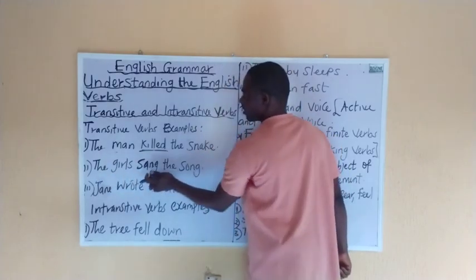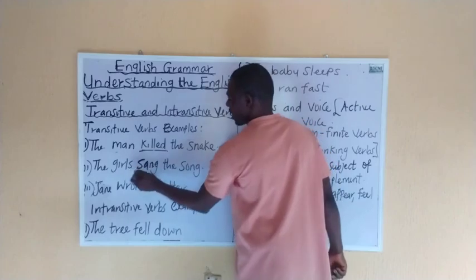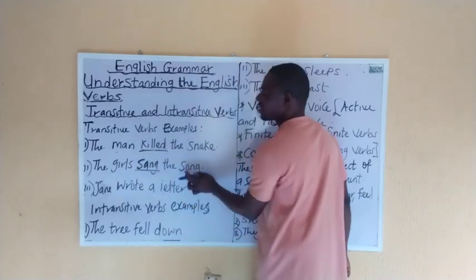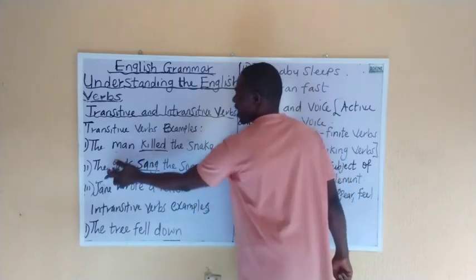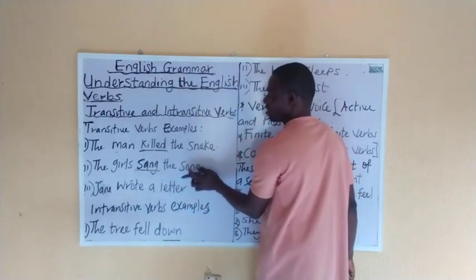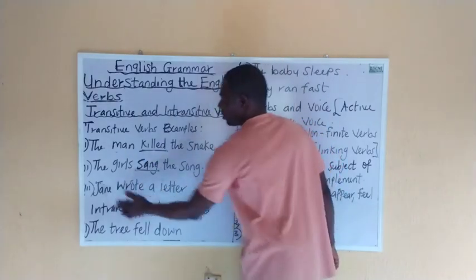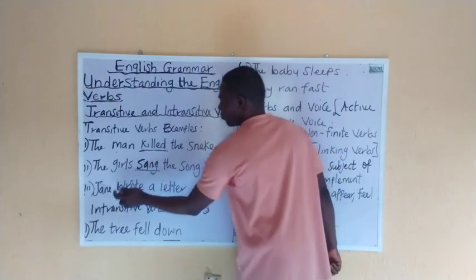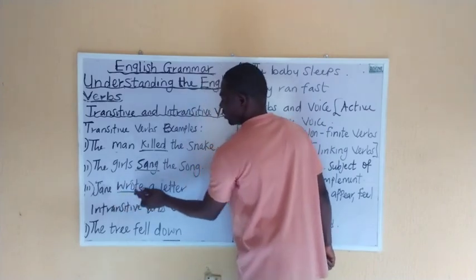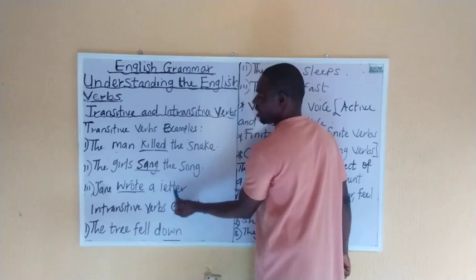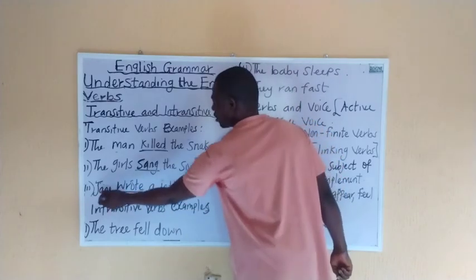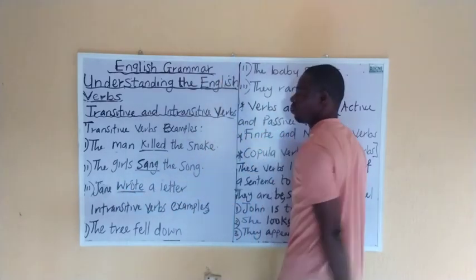2, the girls sang the song. Sang here is a transitive verb because it has an object, song. The song here is the object, while sang is the verb. That is the transitive verb. Jane wrote a letter. Wrote here is a transitive verb because there is an object that received the action. So Jane is the subject, wrote is the verb, a letter is the object.